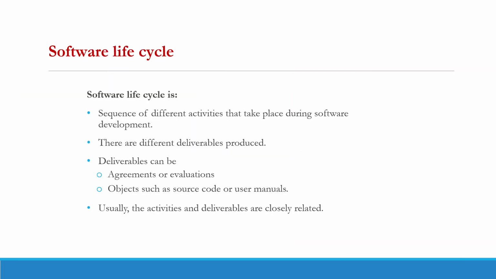When we define the software life cycle, it is a stage-by-stage process. Each stage has its own outputs or deliverables. Each deliverable will be input for the next stage, or the output of one stage of the software life cycle may be the input of another, or a milestone for another process. So simply, the software life cycle is a sequence of different activities that takes place during the software development process, and they may have different kinds of deliverables.